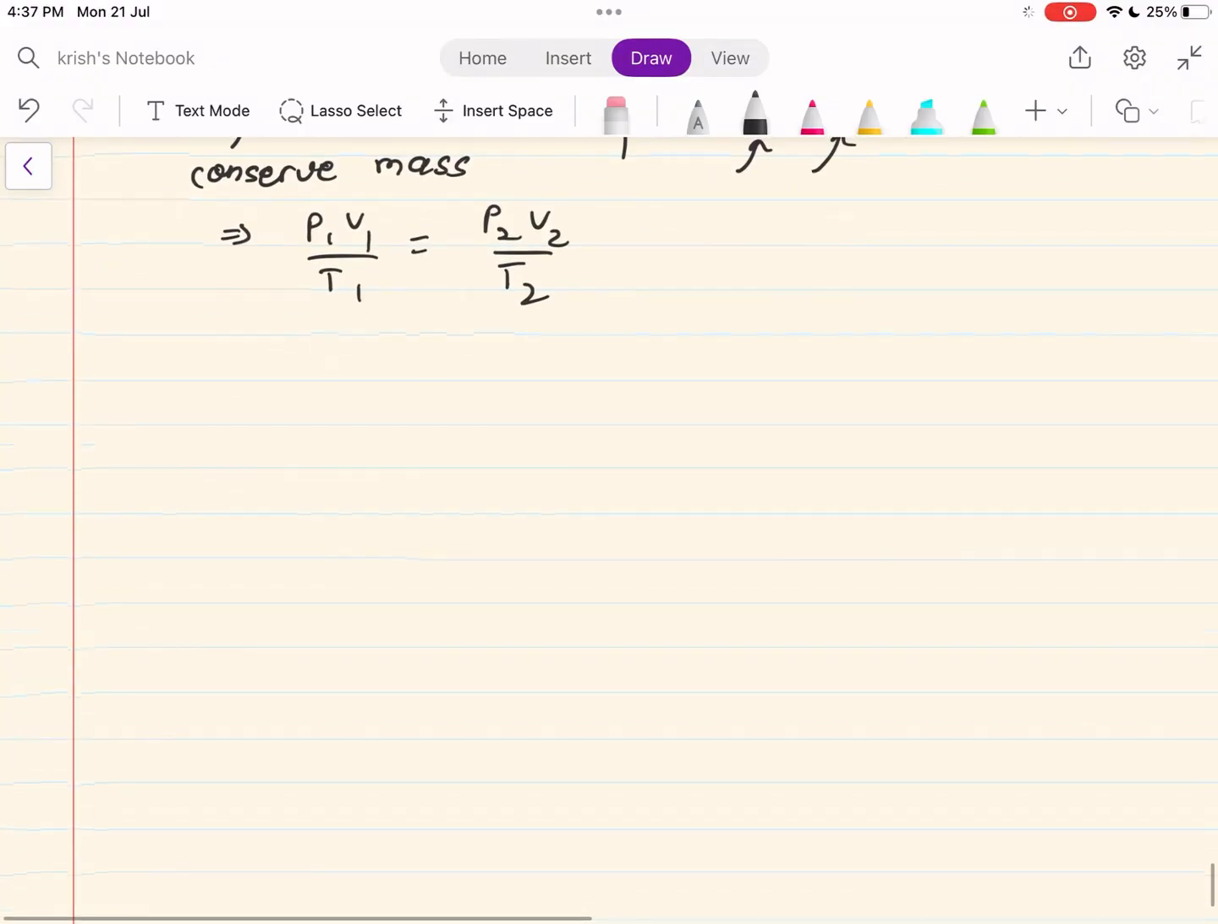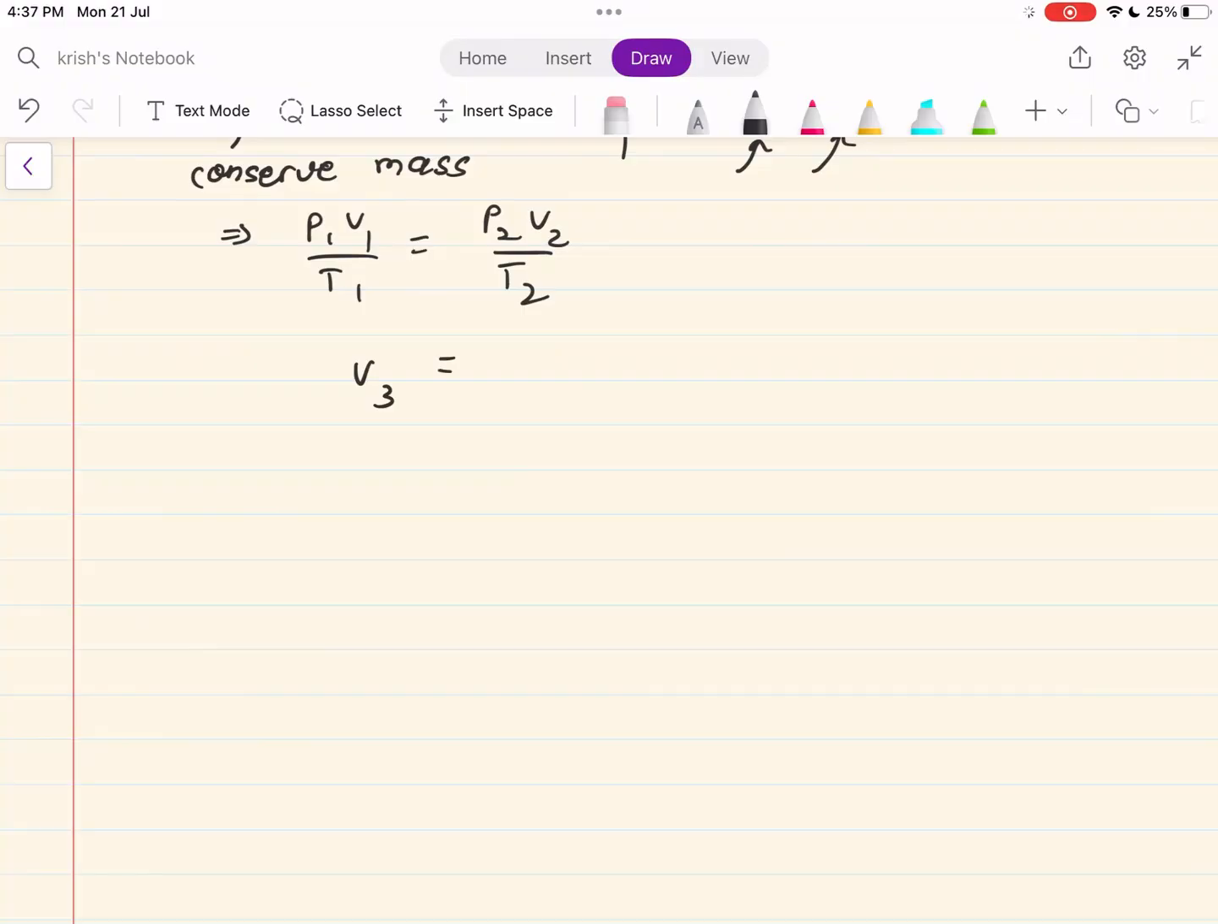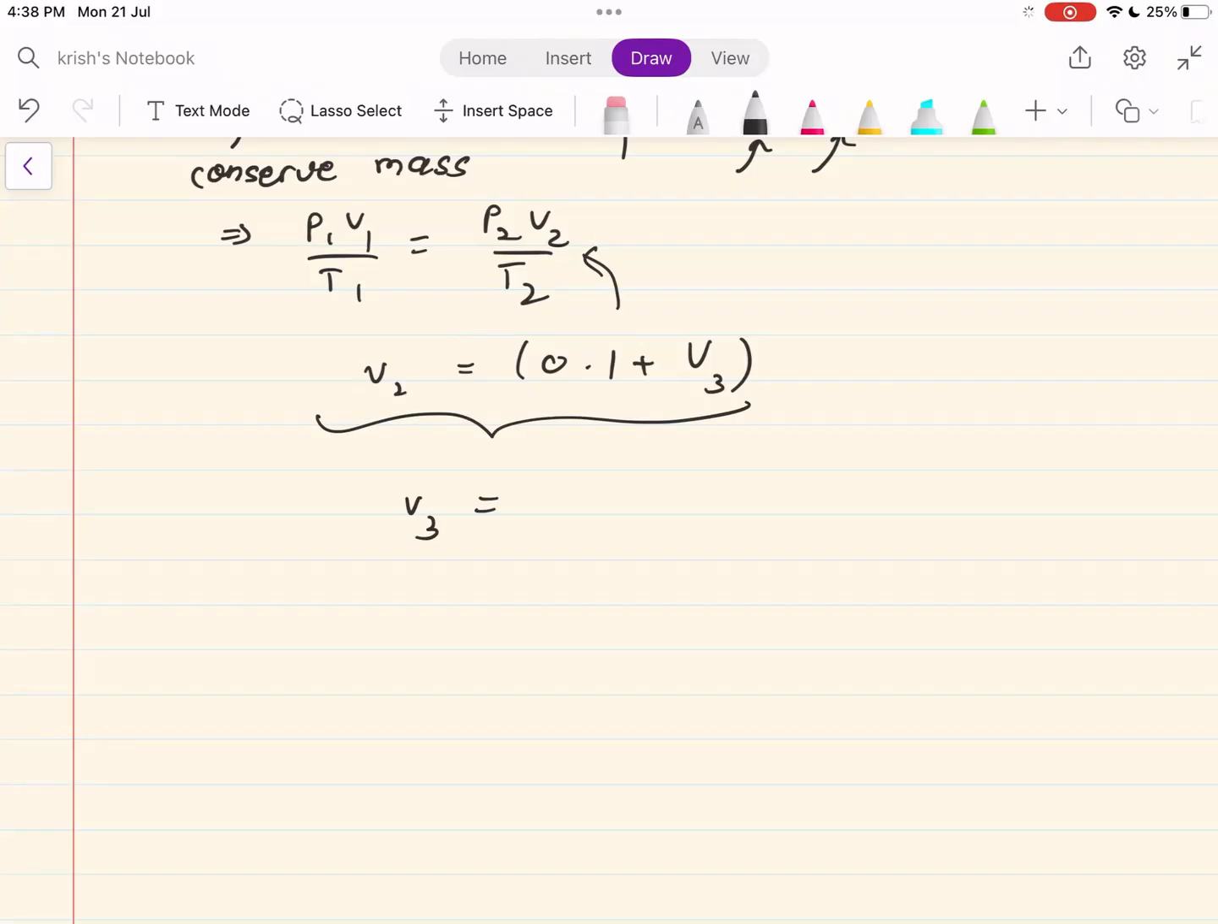Upon solving this, our V2 is 0.1 plus V3. So upon putting this value and all of the others into this equation, V3 should come out to be 0.0667 meter cube, which is 1 by 15. Right. This was a simple question. Moving on to our last question for this tutorial.